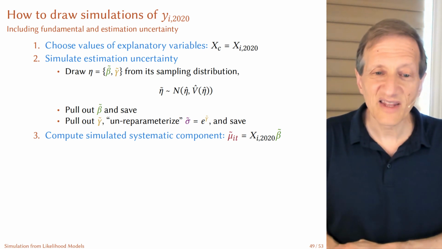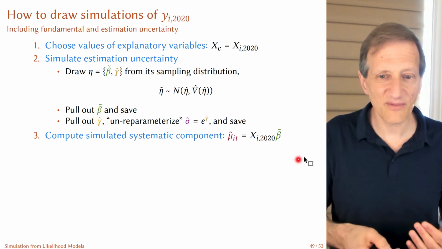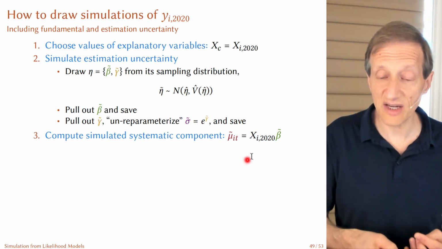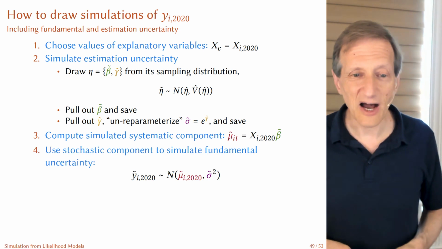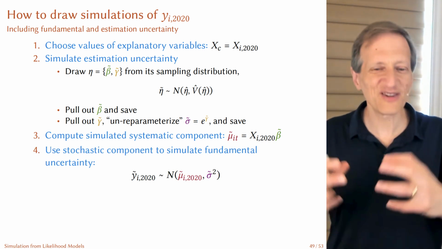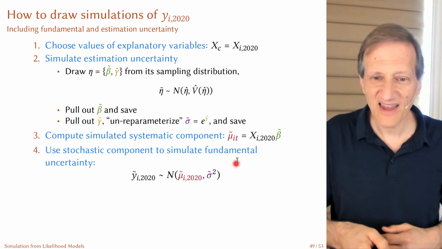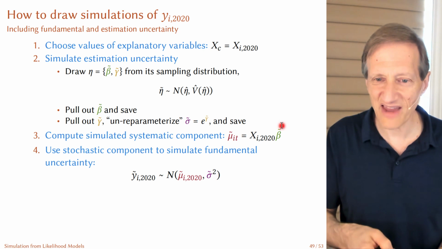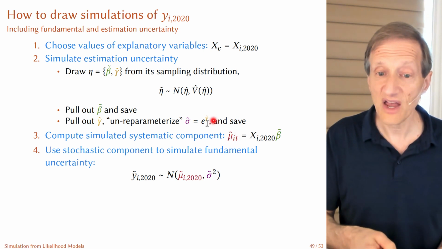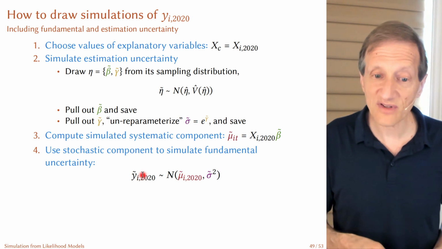And then we compute the simulated systematic component by taking the simulated parameter beta, sticking it in here, and now we have a simulated mu. In the general formula, this is a simulated theta. But for now, it's a simulated mu because it's a mean. Then we go from the estimation uncertainty to the fundamental uncertainty. So we use the stochastic component to simulate the fundamental uncertainty. Basically the whole thing here is we're getting estimation uncertainty over here. We're taking that, putting it in the systematic component, and getting out this deterministically, because that's a deterministic calculation. But this is simulated, so it reflects the estimation uncertainty in the beta that gets propagated into the mu. And then the mu goes into here, and then out comes the y, which is the output of the model.